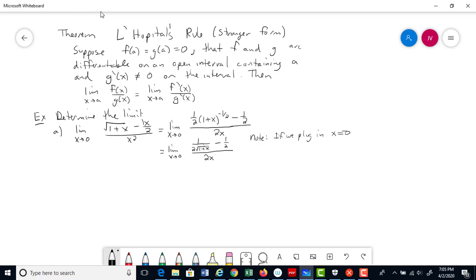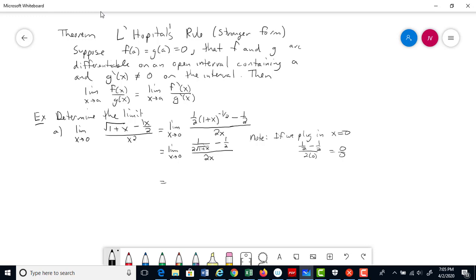what we get is this is going to be 1/2, because when I plug in 0, this is going to be the square root of 1, which is just going to be 1, minus 1/2 all over 2 times 0. So this is 0 over 0 still. So since it's of this form, 0 over 0 still, I can just apply L'Hopital's rule again. So I'm going to take the derivative again.